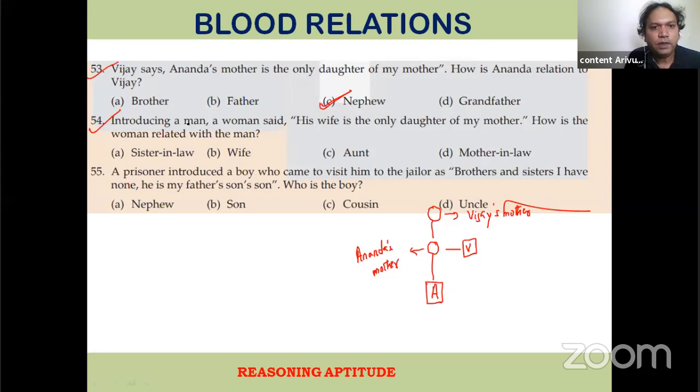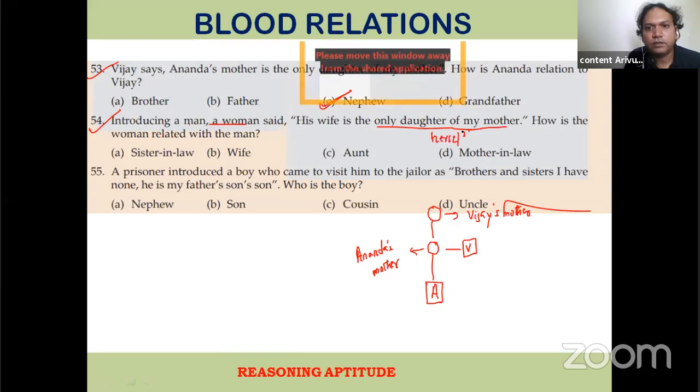Introducing a man, a woman said, "His wife is the only daughter of my mother." Only daughter of my mother. A woman said, right? So when a woman says only daughter of my mother, she's talking about that woman herself. His wife is that woman herself. How is the woman related with the man? Answer will be B. His wife is the woman herself.